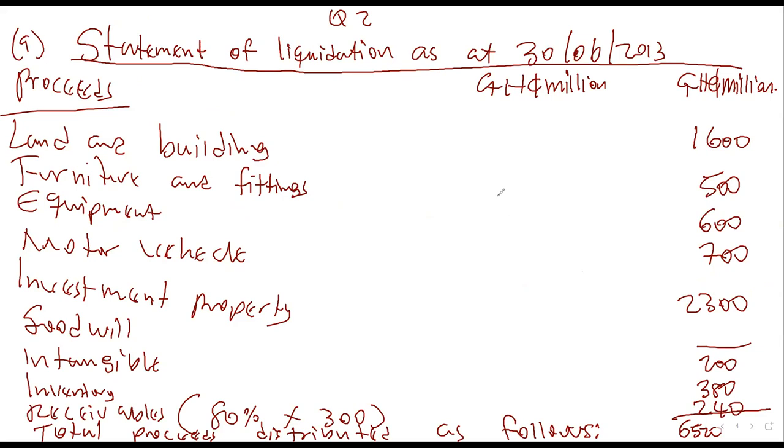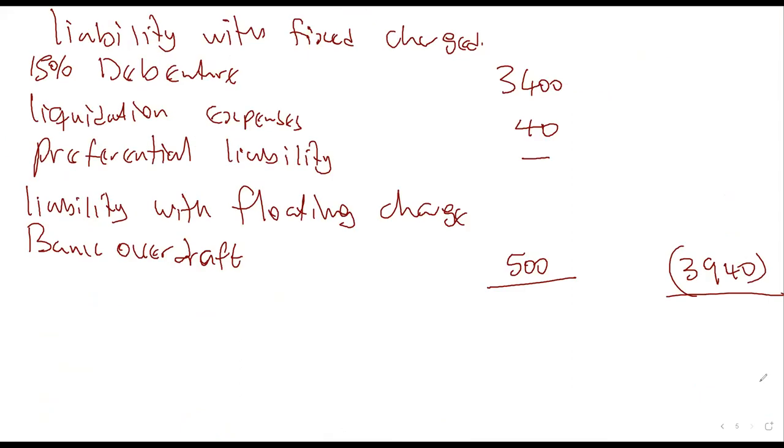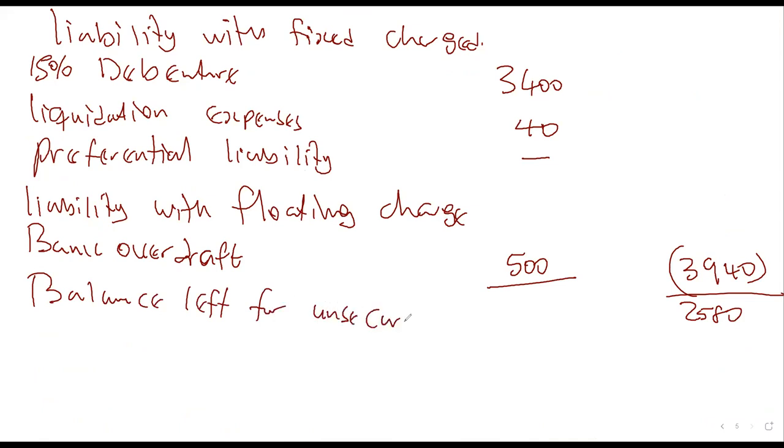So if I take it off, I'm getting 2,580. We call it balance left for unsecured liabilities. Balance left for unsecured liabilities.